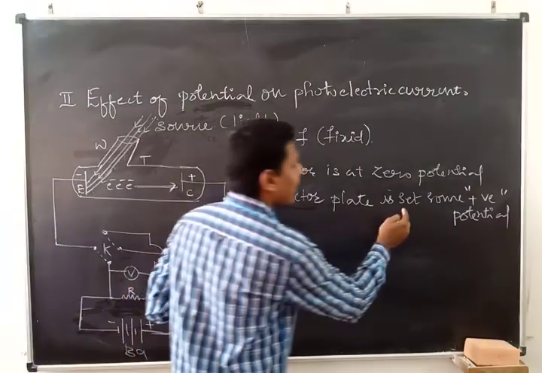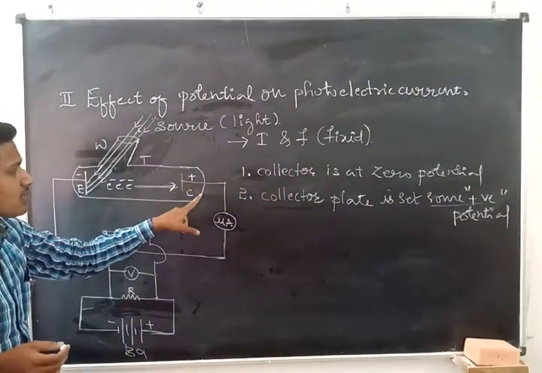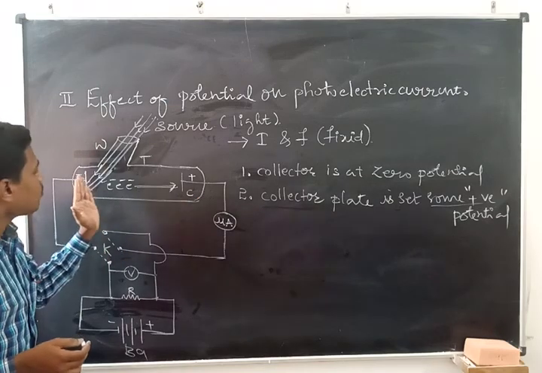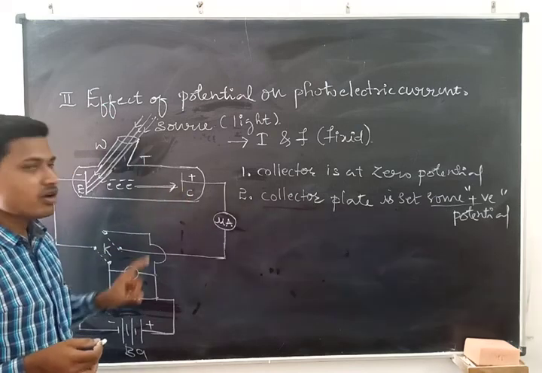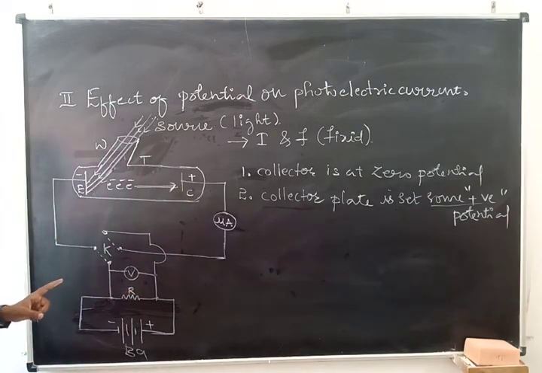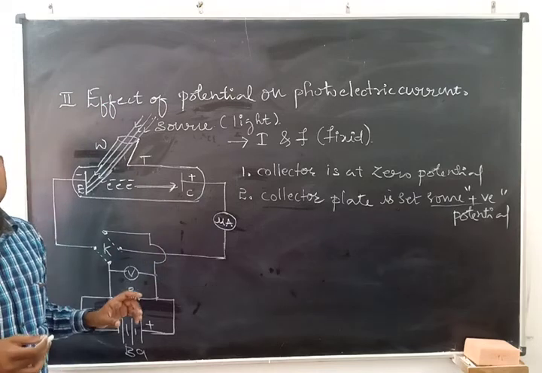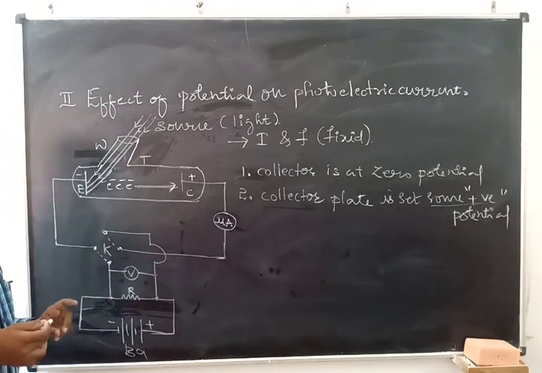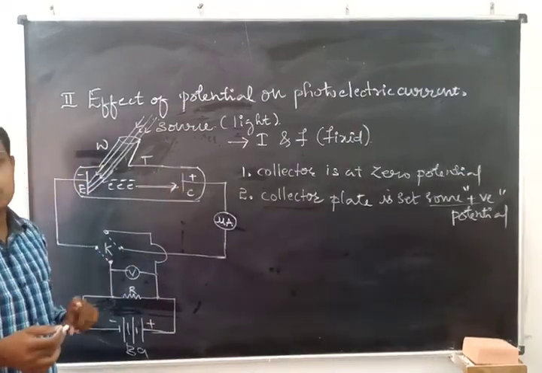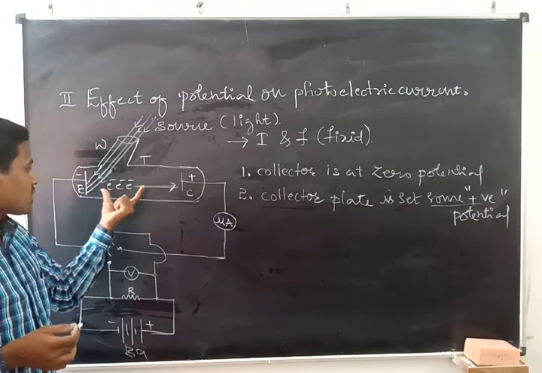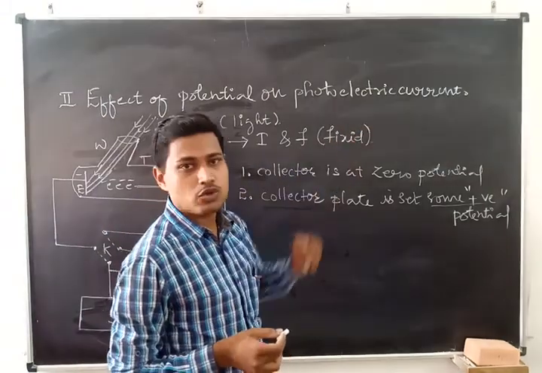Now I am going to increase the positive potential. As you go on increasing it, more and more electrons get attracted towards the collector plate. So the photoelectric current increases as we increase the positive potential on the collector plate. Why does it increase? Because more electrons get attracted because of the positive potential. Due to the positive potential and the electric field, an electric current is generated, and that current we call the photoelectric current.